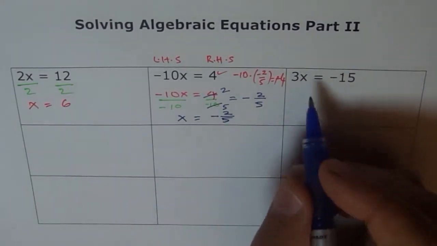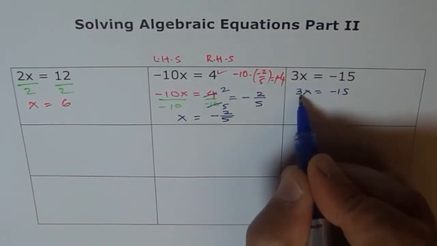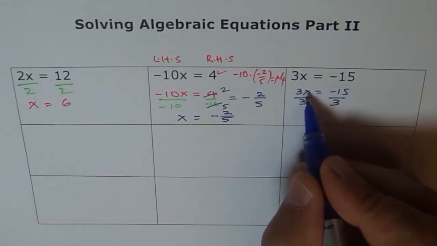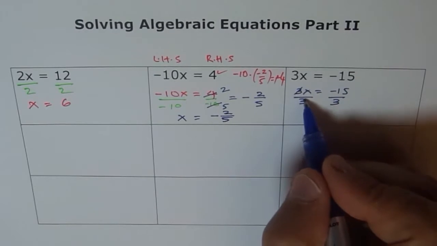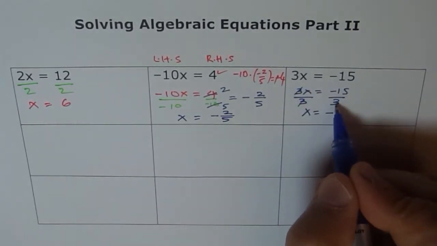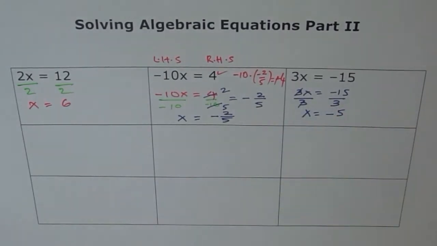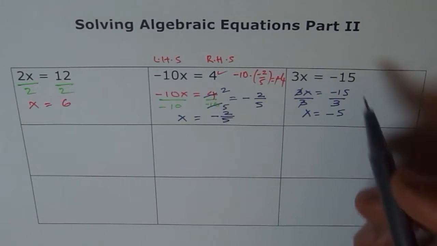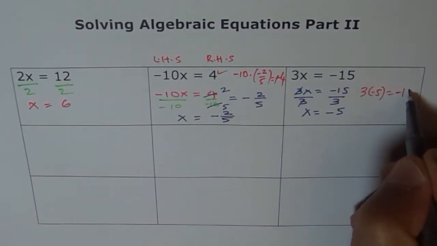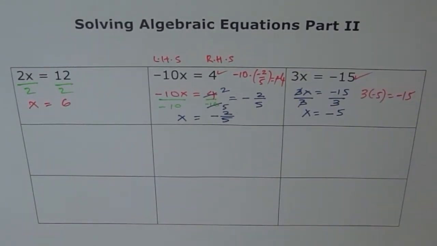Next question. What should you do? First copy the question. So we say 3x equals to minus 15. To get rid of 3, I have to divide by 3 both sides. Now here 3 and 3 will cancel out, giving us 1, x. So x equals to minus 15 divided by 3, which is minus 5. You can check your answer. 3 times minus 5 is how much? 3 times minus 5 is equals to minus 15. Correct. So that's how you do these multiplication questions.